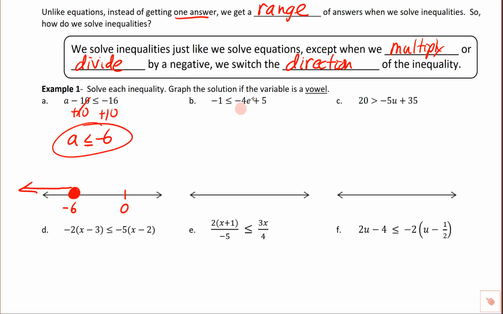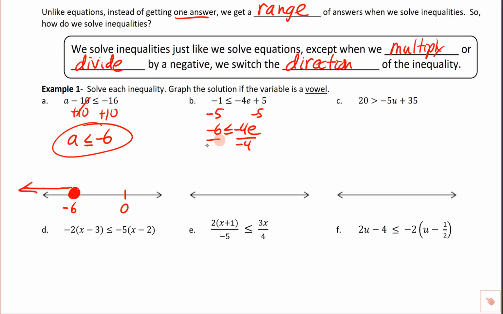All right, let's take a look at this one. First thing we're going to do here, we're going to isolate that variable term. So we're going to subtract 5. So we end up with -6. Whoops, let me just write it on both sides. We're subtracting, that doesn't change the direction of the inequality. So we've got an e right here. Now we're going to divide by -4.